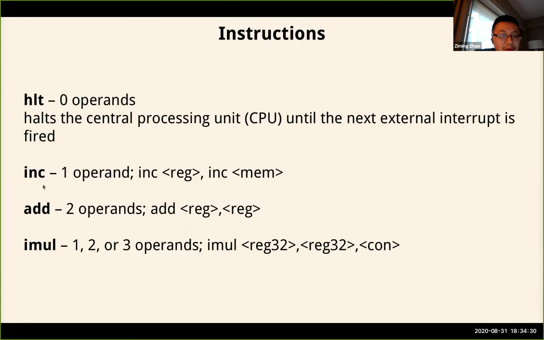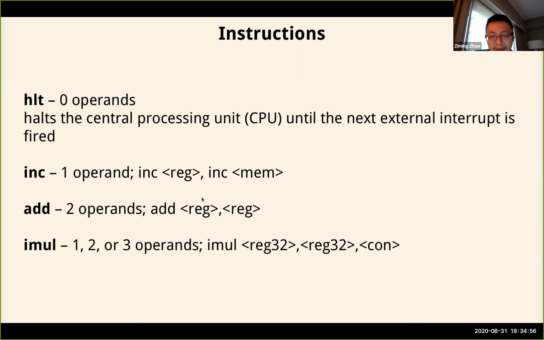Then the next instruction is INC. As you can see, it probably means increase. You can increase a register's value. If the value is 0, you execute this one, you get a 1. Or you can have an addition, which takes two arguments. One of them will be used as both the source and destination in this case.